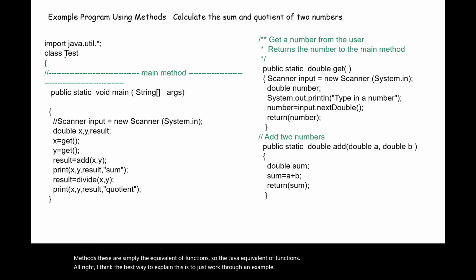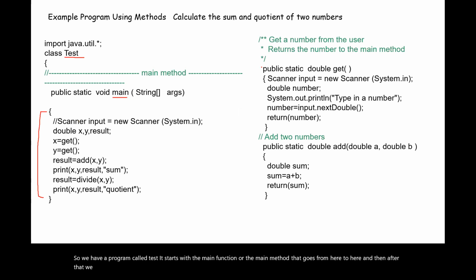So we have a program called test. It starts with the main function, or the main method, that goes from here to here. And then after that, we go directly to this. There'll be another method called get that does something, another one called add that does something, and there's more on the next page. I'll explain them as we go along.